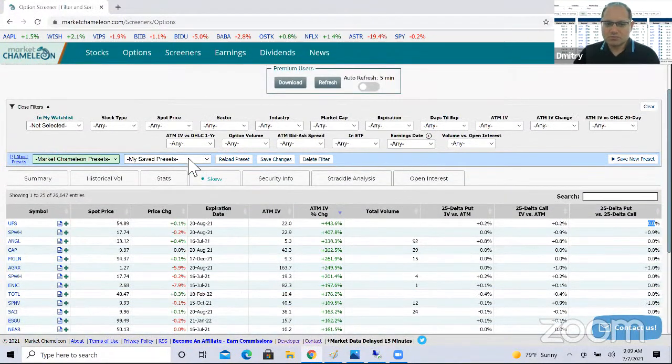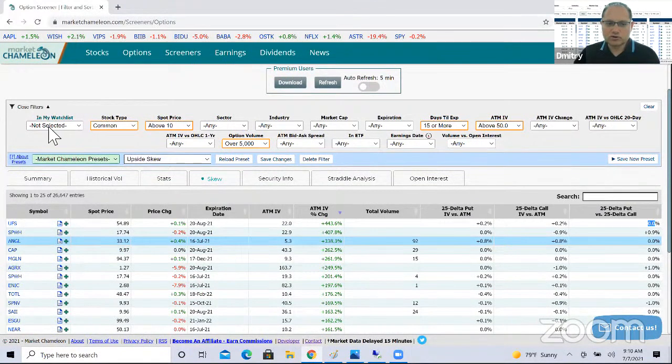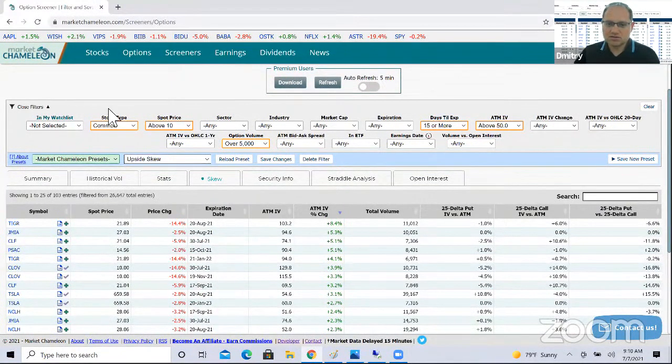So I'm going to use my presets, so upside skew, and I'll just go over what I selected up here. So here I'm looking at stock type common share. So I'm not going to look at the ETFs in this scan, just looking for common stock. I picked that the stock price has to be at least $10 or higher, because really once you get to the very low price stocks, there's not that many, that the options don't really matter anymore because the stock is almost like an option.